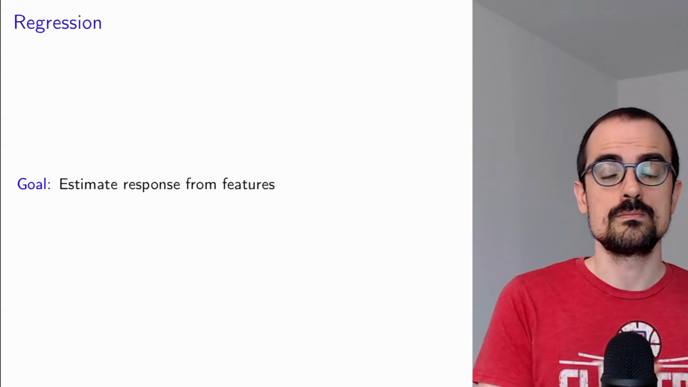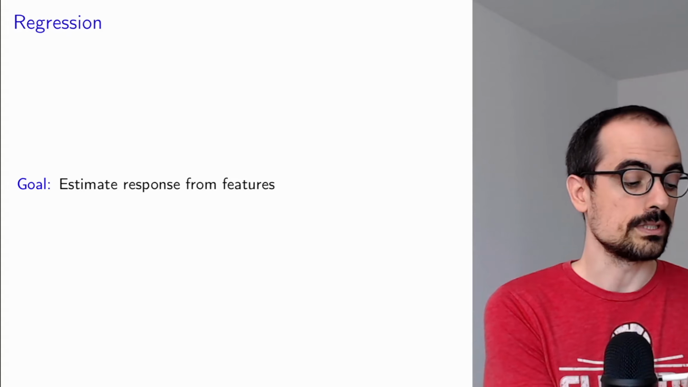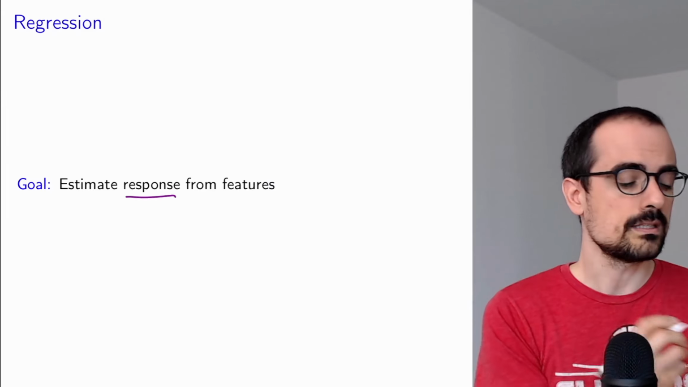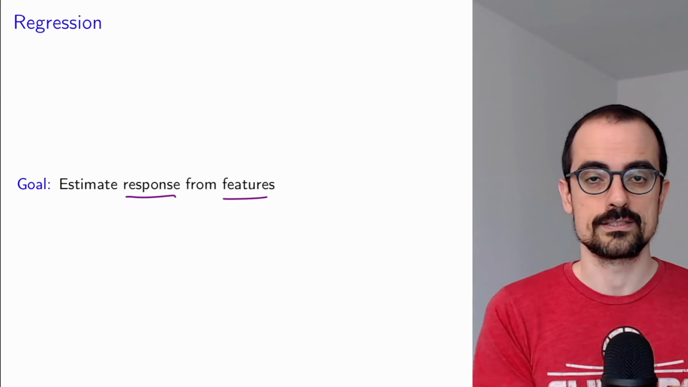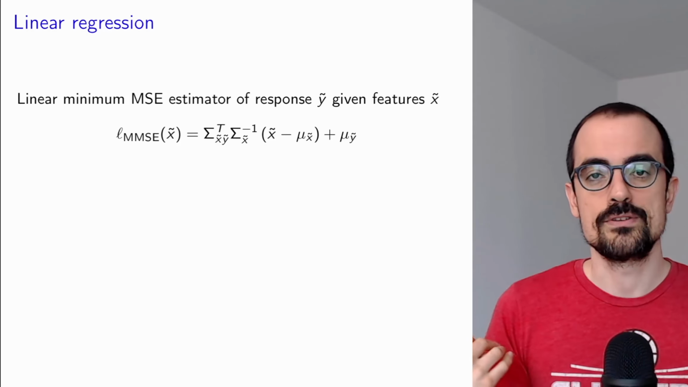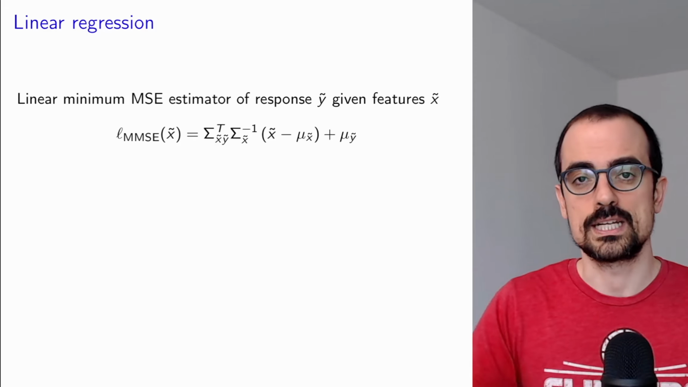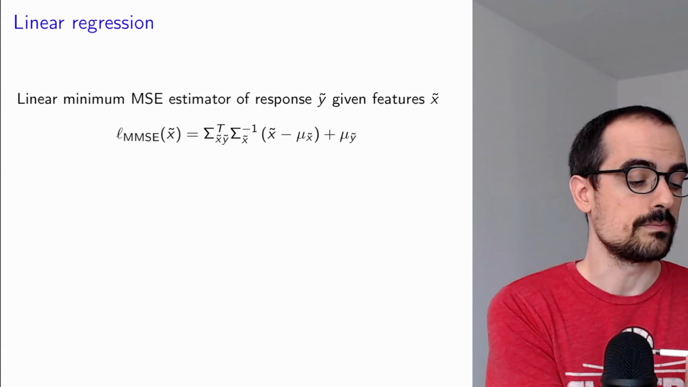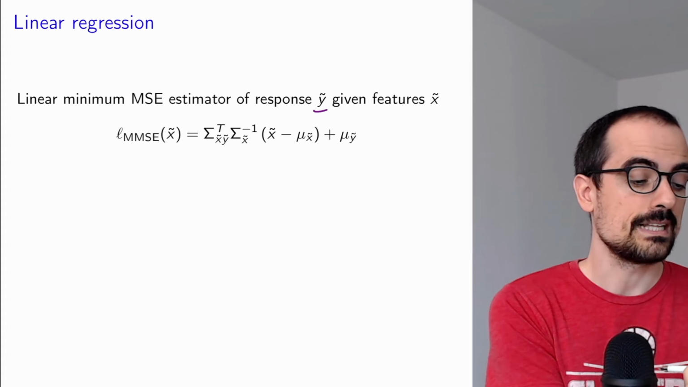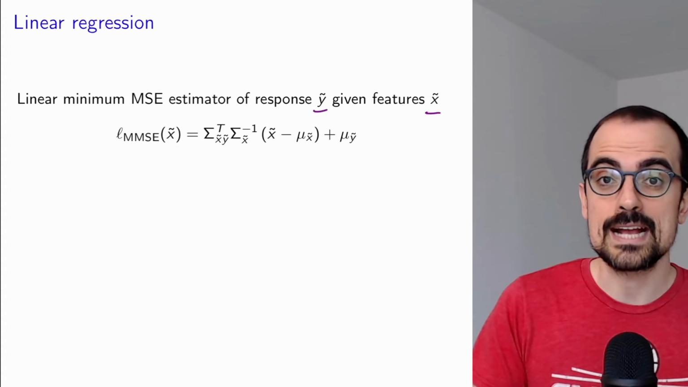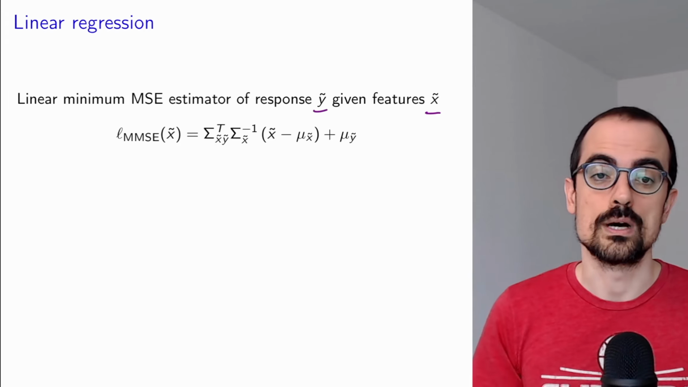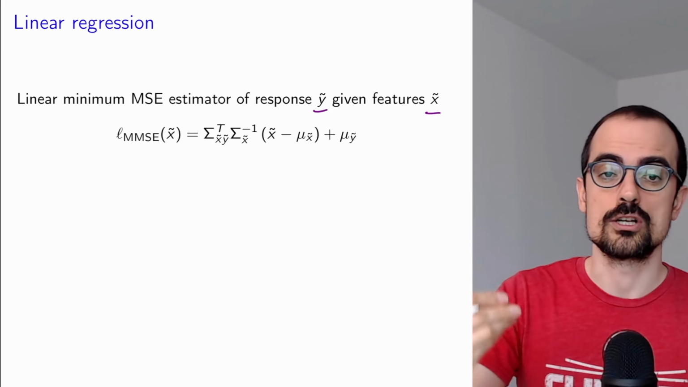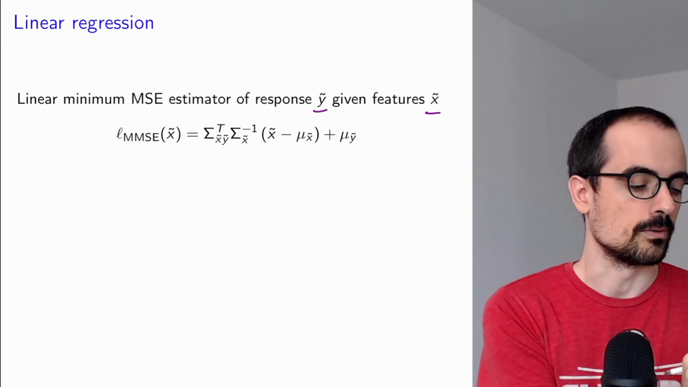The regression problem is the problem of estimating a quantity of interest that we typically call the response from multiple other quantities that we call features or covariates. In our previous video on linear minimum mean squared error estimation, we saw that if we model the response as a random variable y and the features as a random vector x, where each entry corresponds to one feature, then the optimal linear estimator of the response given the features is of this form.